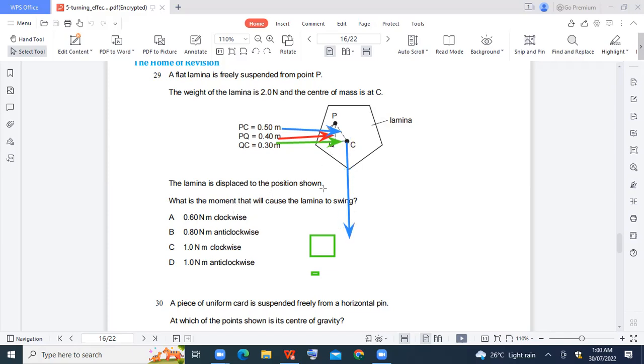Center of mass and weight would be acting downward. So the question is, the flat lamina is freely suspended from P. If it is freely suspended, then this would not be the position of the lamina. The lamina would be tilted a little in this direction, because it is suspended from P. So for P, it would be somewhere here.